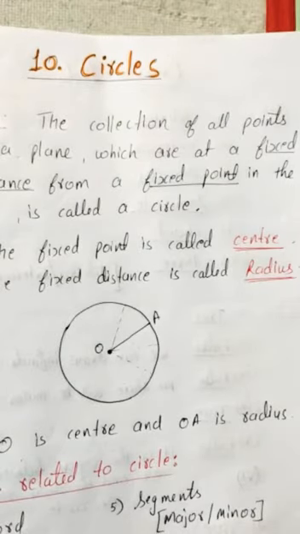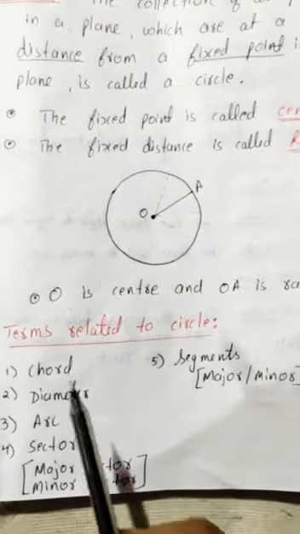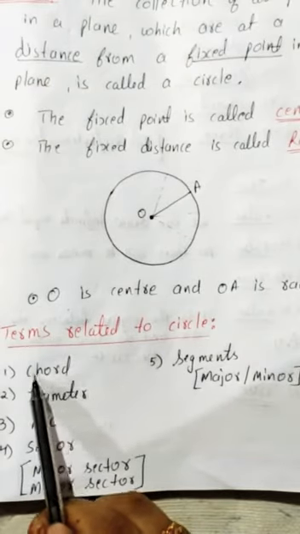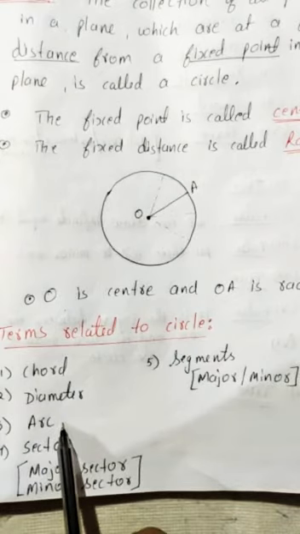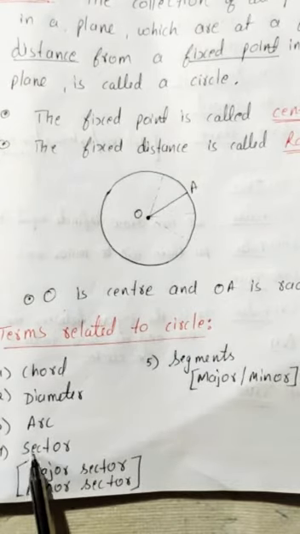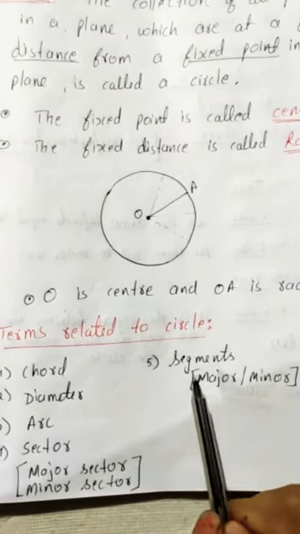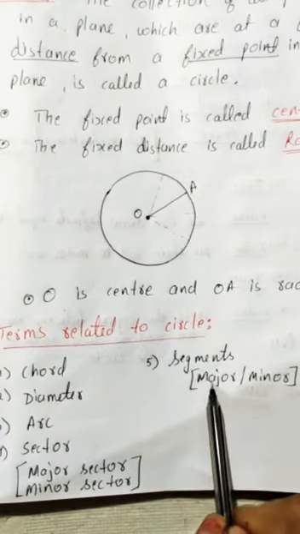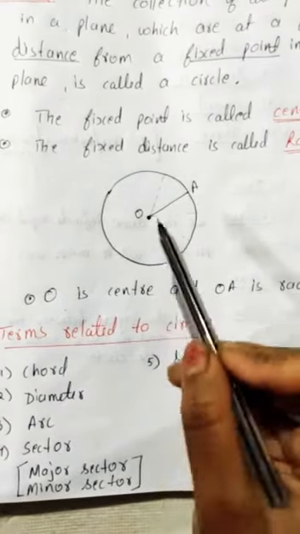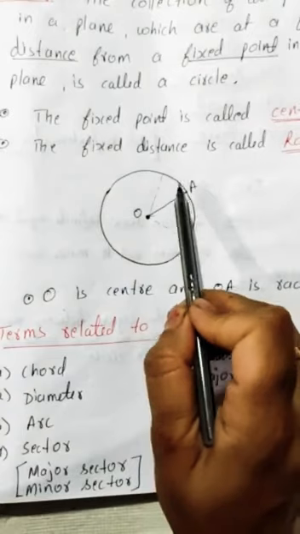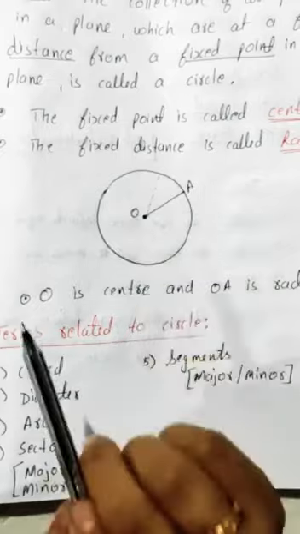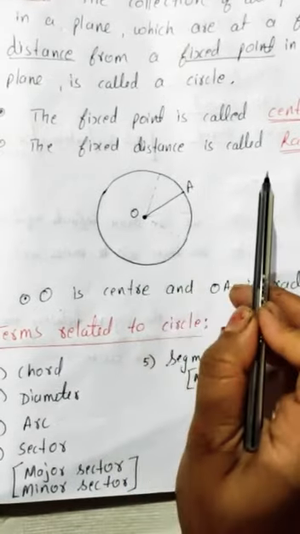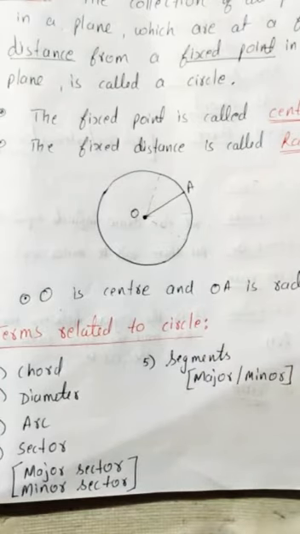Now we'll go through quickly the different terms related to a circle: a chord, a diameter, an arc. When we're talking about arcs, you will have two, major and minor arc. Then you have sector, major sector and minor sector. Then you have segments, again major segment and minor segment. There are three parts of a circle: the boundary, that is on the circle; inside it is called the interior of the circle; and outside the boundary it is called the exterior of the circle.